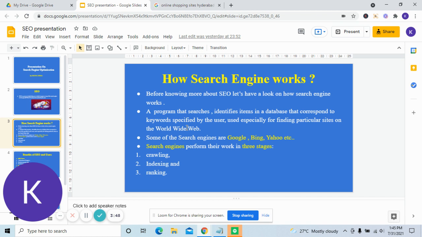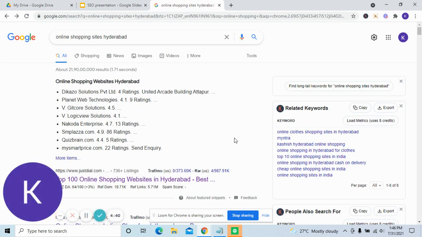Before knowing about SEO, let's have a look at how a search engine works. As I told you, Google is a search engine. Some of the search engines are Google, Bing, Yahoo, Ask, and many others. We have many search engines, but we mostly use Google, the best search engine. A search engine is a program that searches and identifies items in a database that correspond to keywords specified by the user, especially for finding particular sites on the World Wide Web. So if we search with a particular keyword on Google, the search engine searches and identifies with respect to the keyword and provides you information in the search engine results page.